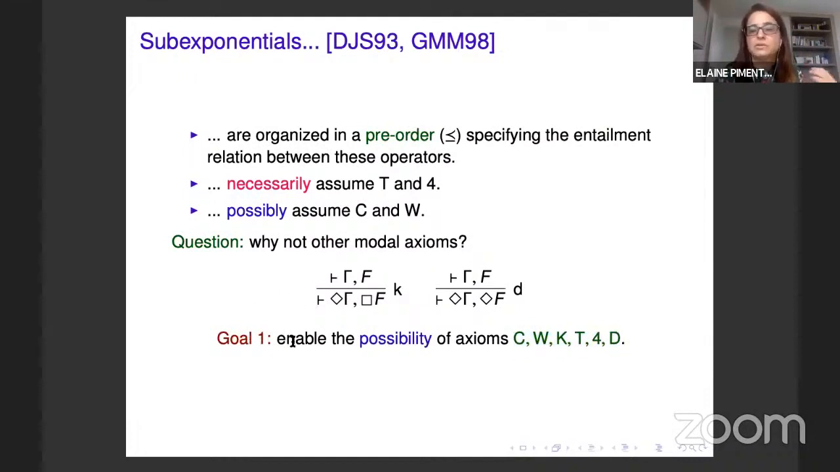We're going to talk about sub-exponentials, but not only having T and 4 and maybe contraction and weakening, but also K and D as well, okay? This is not original, I'm just saying that I'm going to do this in linear logic with sub-exponentials. It's another presentation, so not something new.